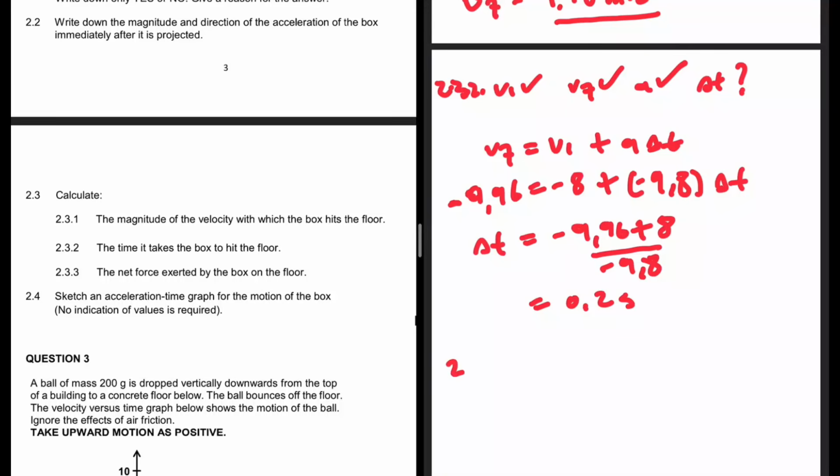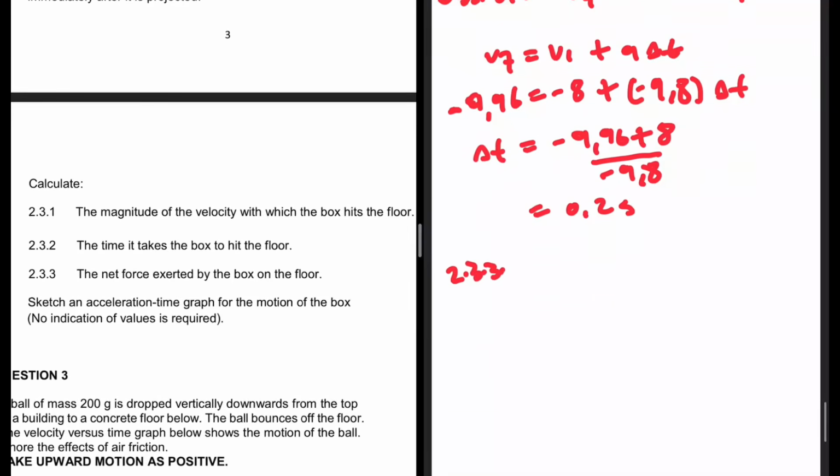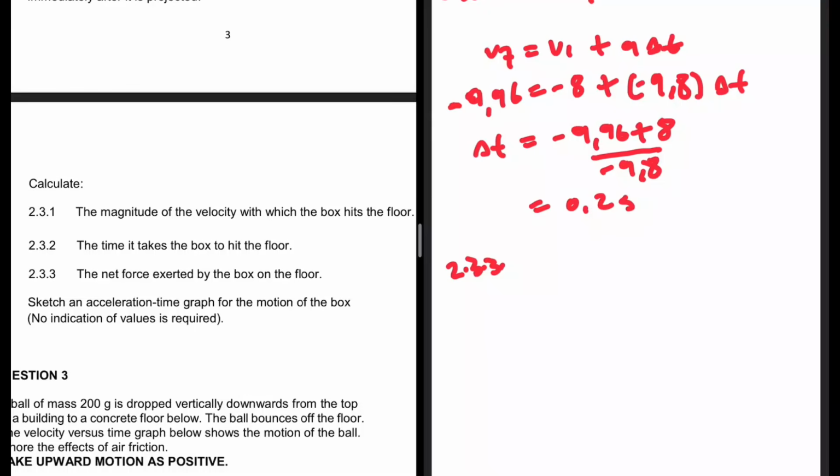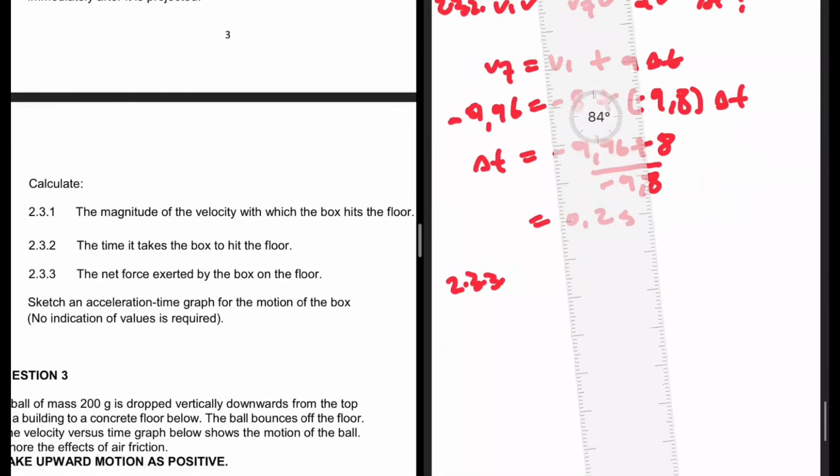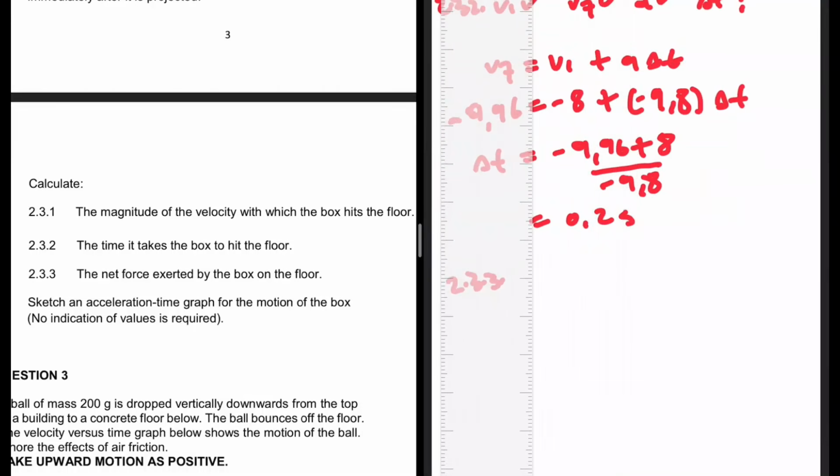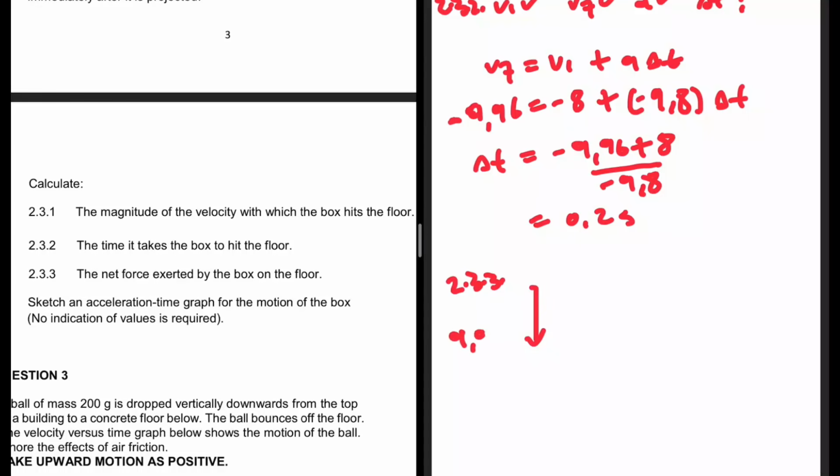So there we go, 2.3.2. Let's take a look at 2.3.3. We are supposed to calculate the net force exerted by the box on the floor. Okay, so let's take a look at what happens. Obviously, the box strikes the ground with the velocity we calculated in 2.3.1. It strikes the ground with a velocity of 9.96 meters per second.